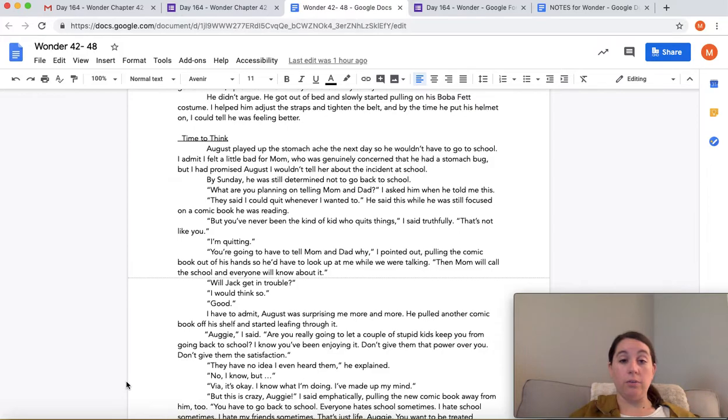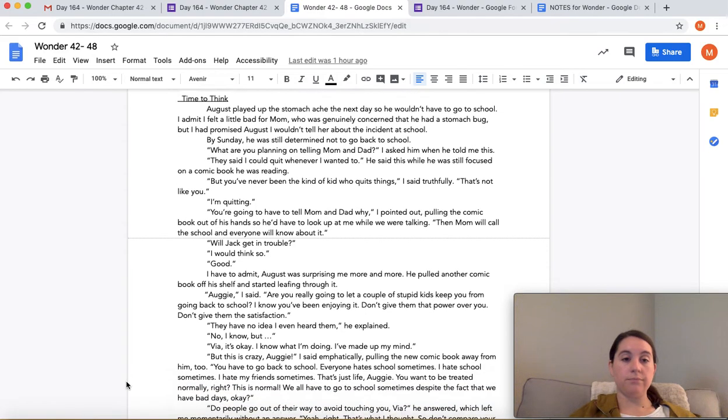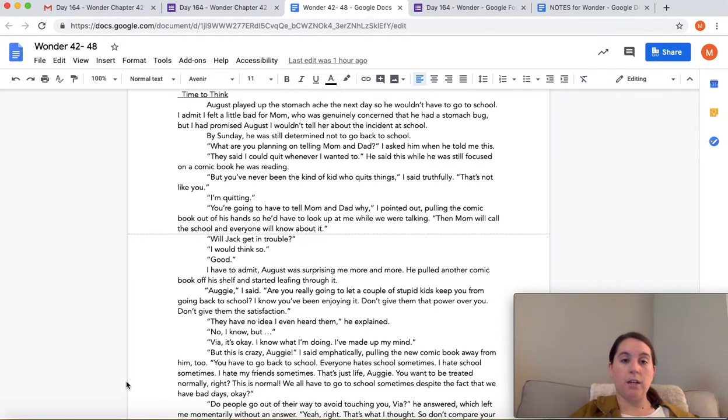He didn't argue. He got out of bed and slowly started pulling on his Boba Fett costume. I helped him adjust and tighten the belt. And by the time he put his helmet on, I could tell he was feeling better. August played up the stomachache the next few days so that he wouldn't have to go back to school. I admit, I felt a little bad for Mom, who was genuinely concerned that he had a stomach bug. But I promised August I wouldn't tell her about the incident at school.